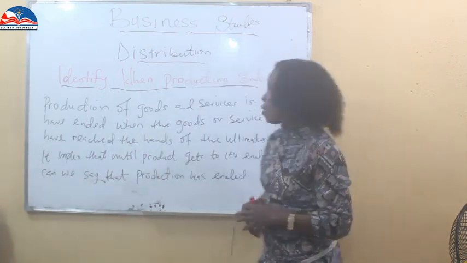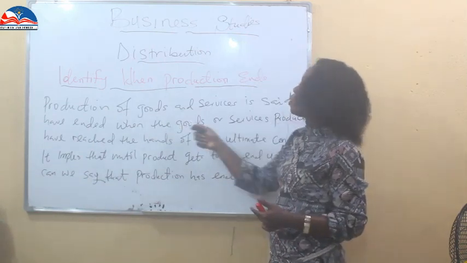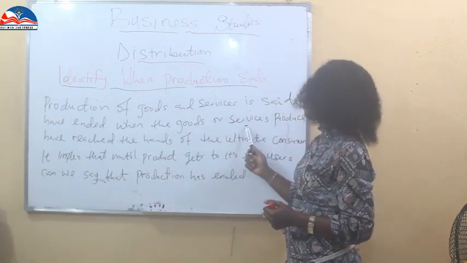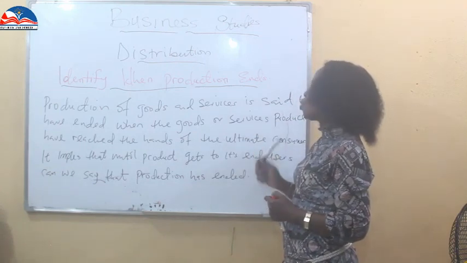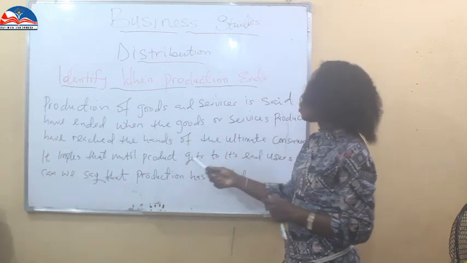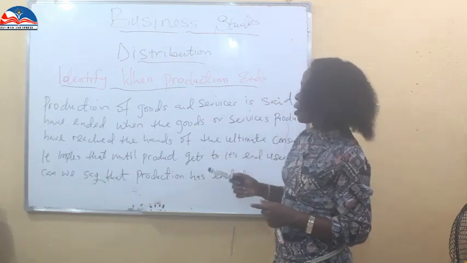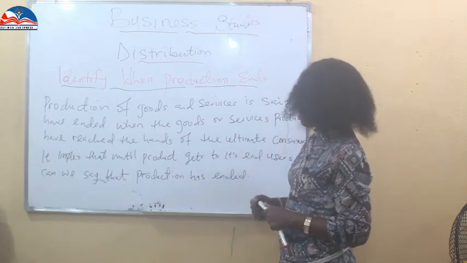Let me summarize what I have written for you on the whiteboard. Production of goods and services is said to have ended when the goods or services produced have reached the hands of the ultimate consumer. It implies that until a product gets to its end users, we cannot say that production has ended.